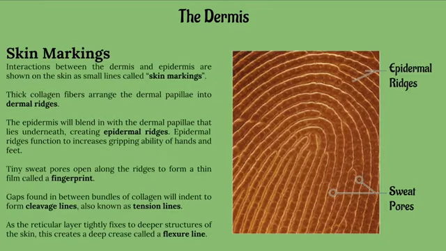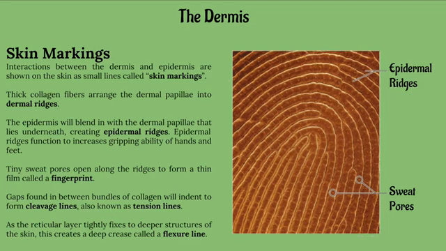Skin markings show us the interactions between the dermis and the epidermis. They can be found on the palms of the hands and the soles of the feet. Thick collagen fibers will arrange the dermal papillae found on the papillary layer of the dermis into dermal ridges. Now the epidermis will blend in with the structure of the dermal papillae that lies underneath it. This is what forms epidermal ridges. Epidermal ridges function to increase the gripping ability of the hands and feet. Along the epidermal ridges, you'll find tiny sweat pores that excrete sweat.